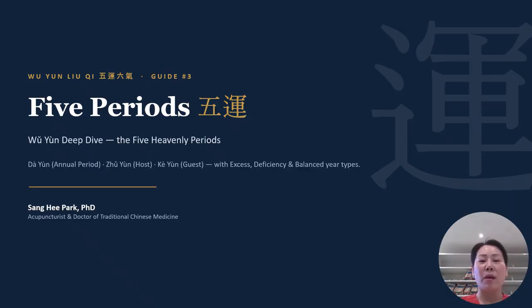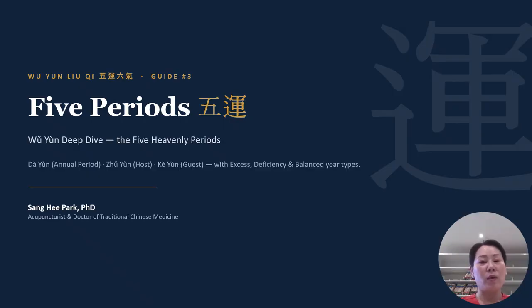Now the 5 period, not a single thing. They actually work in 3 layers, and we meet all 3: the Da-Un, the big annual energy of the whole year, the Zhu-Un, the fixed seasonal host period, and the Ke-Un, the guest periods that change every year. Don't worry about those names yet. I'll unpack each one slowly.